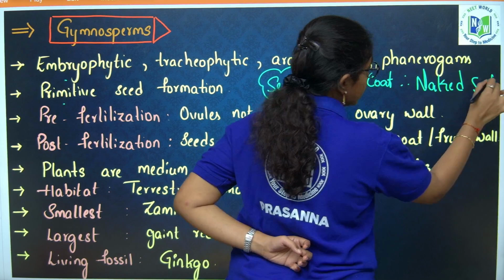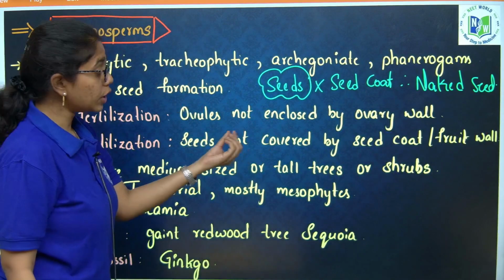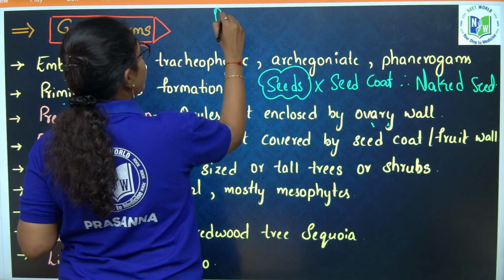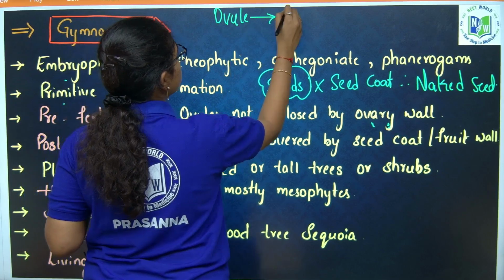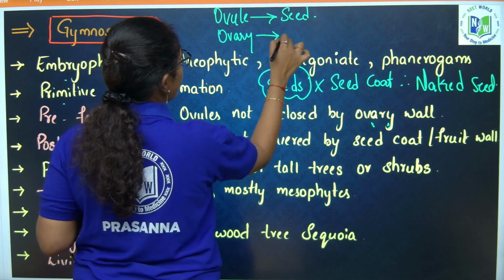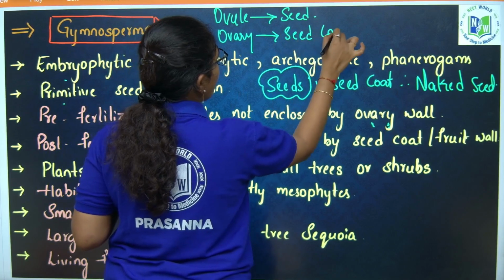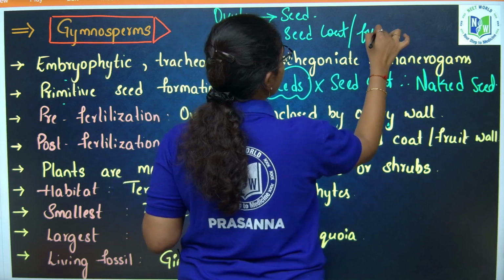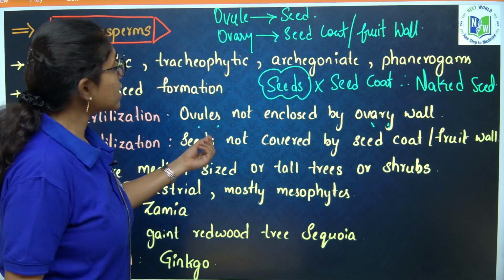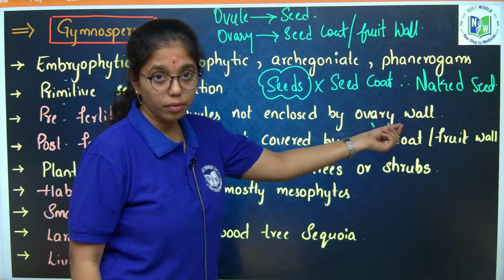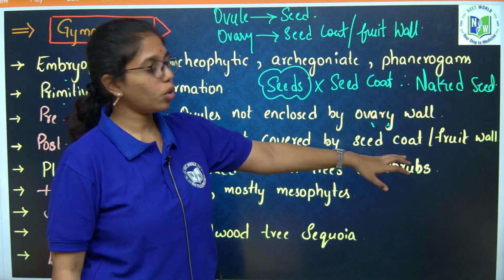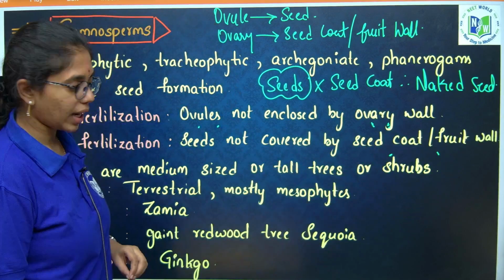This is because before fertilization ovules are not enclosed by ovary walls. We know, right? Ovule turns to seed. Ovary turns to seed coat, or you can also call it fruit wall. So yes, ovules are not covered by ovary wall before fertilization. That is the reason seeds are not covered by seed coat or fruit wall post fertilization.